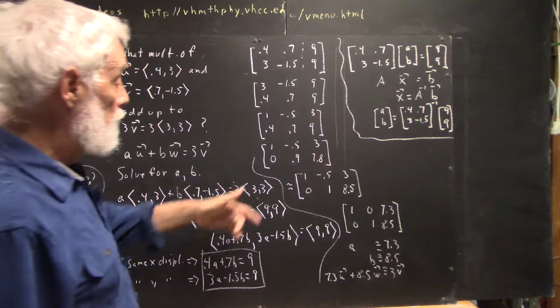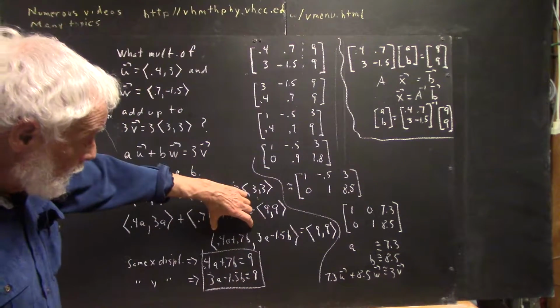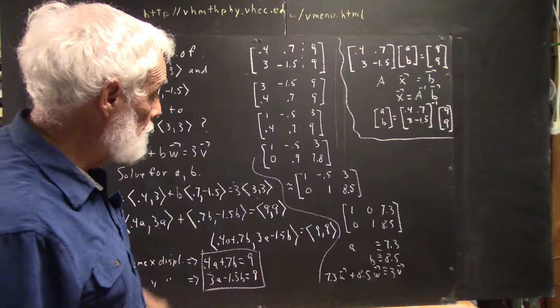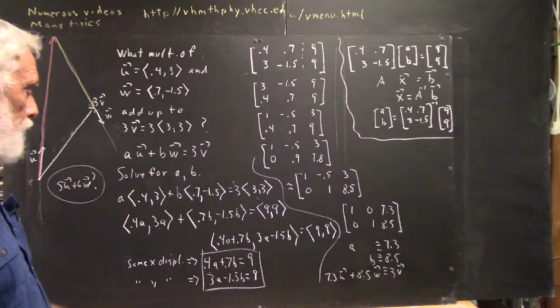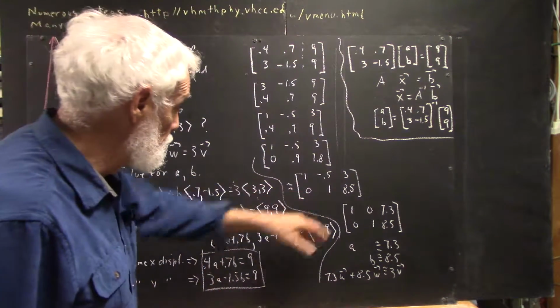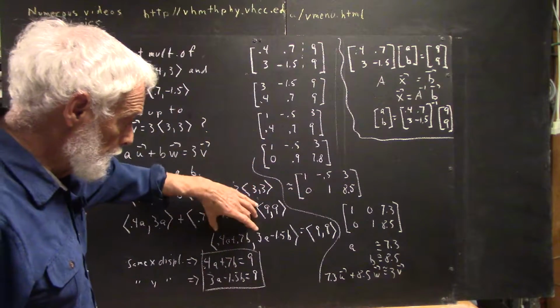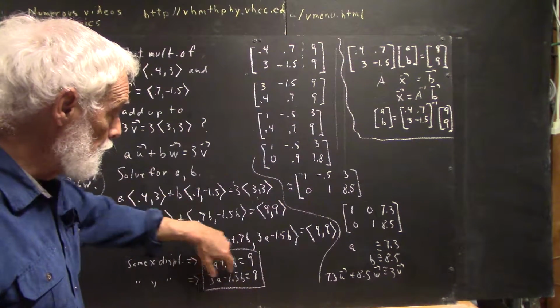And how far has to equal 9 in the x, 9 in the y. Meaning that 0.4a plus 7b has to equal 9, and 3a minus 1.5b has to also equal 9. And so the fact that we have to have the same x displacement for these two vectors to be equal, in other words, the x displacement here has to equal the x displacement here, gives us this equation.